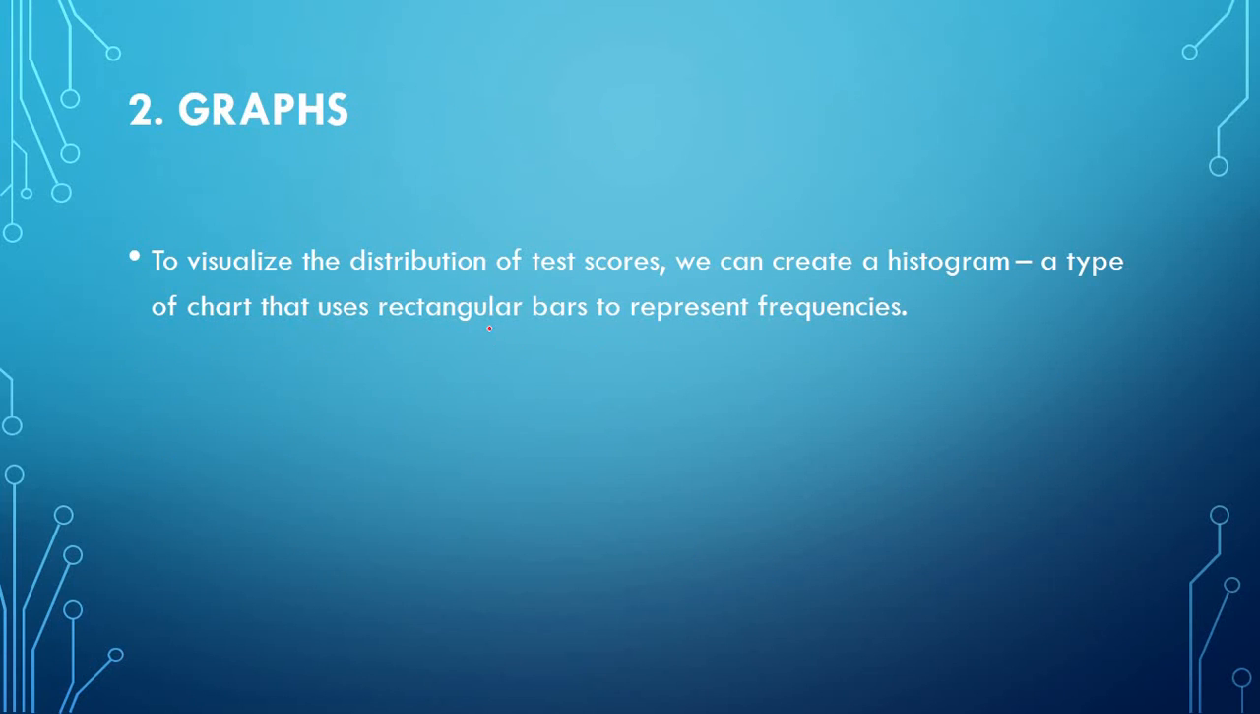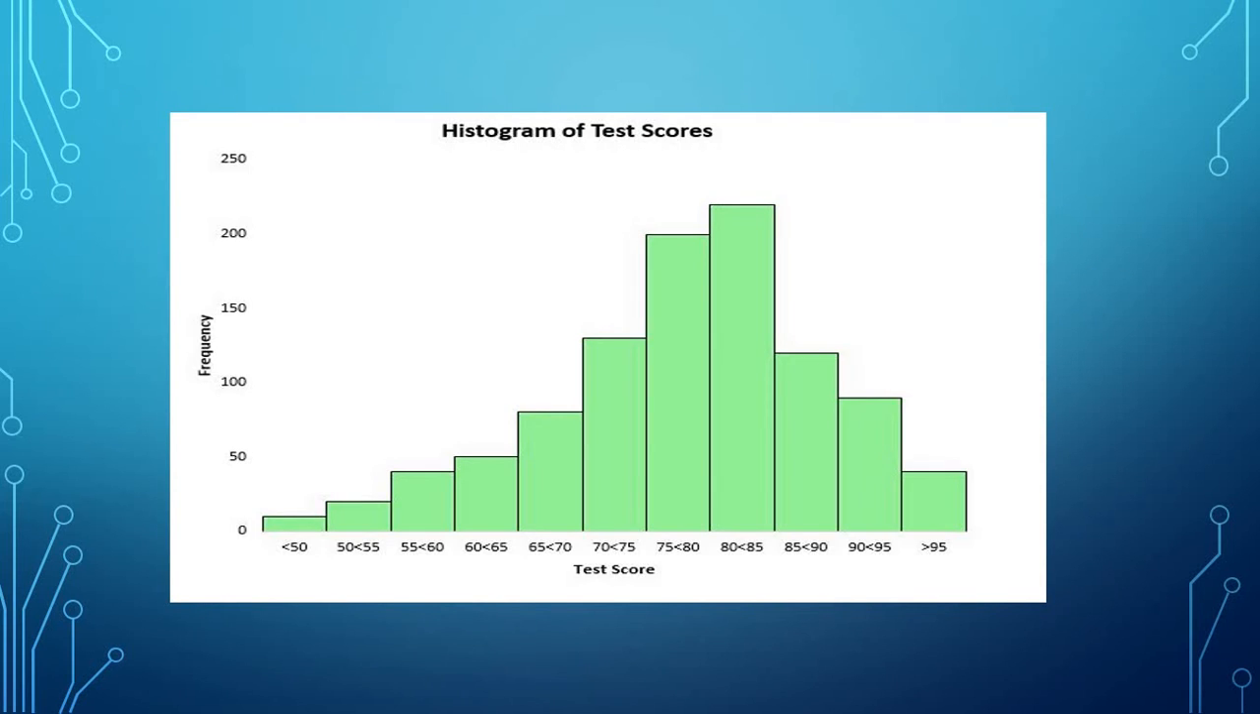Now when you go for graphical, to visualize the distribution of test scores, we can create a histogram, a type of chart that uses rectangular bars to represent the frequencies. Here I use a histogram. You can use different statistical diagrams based on the data.